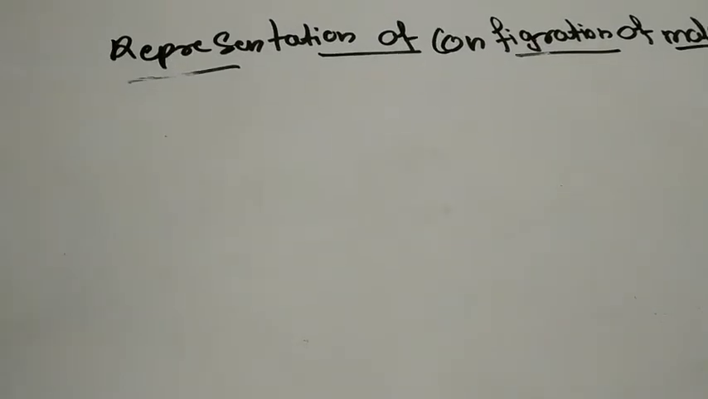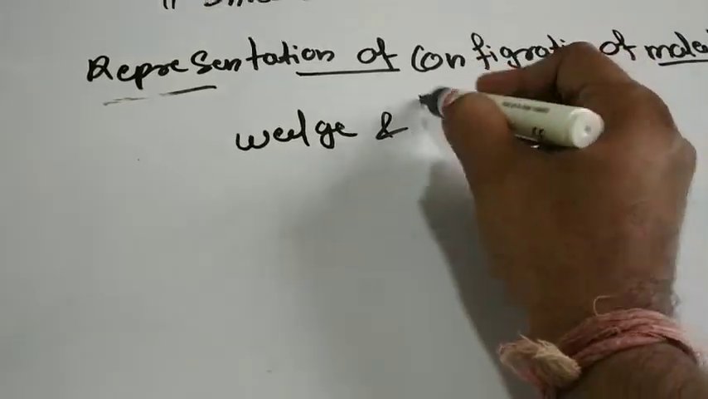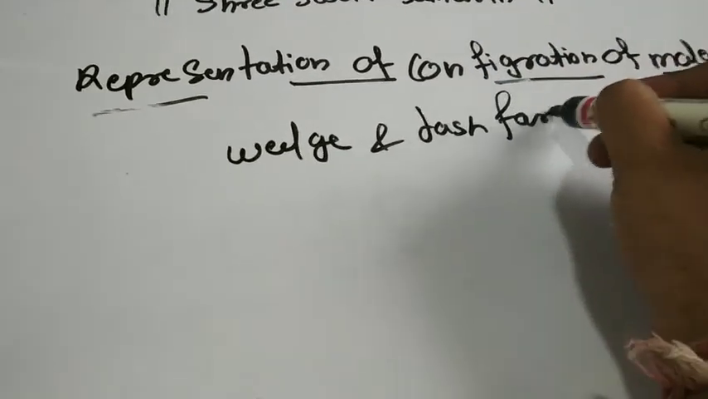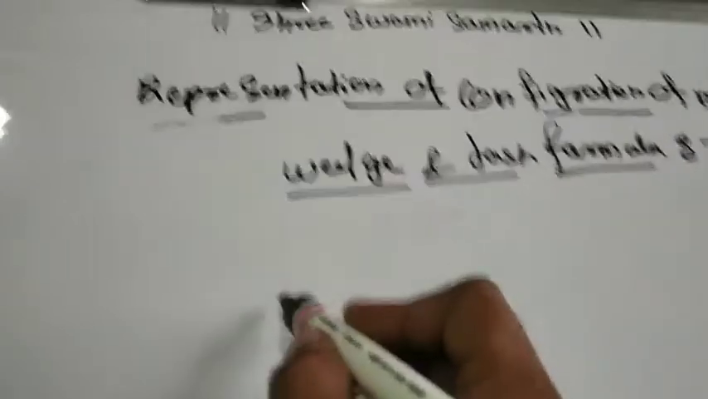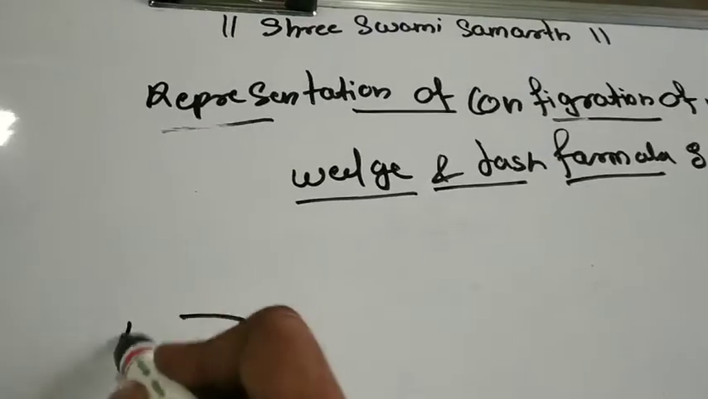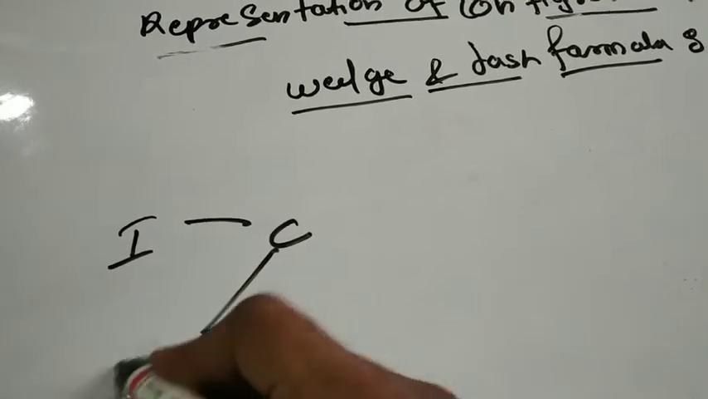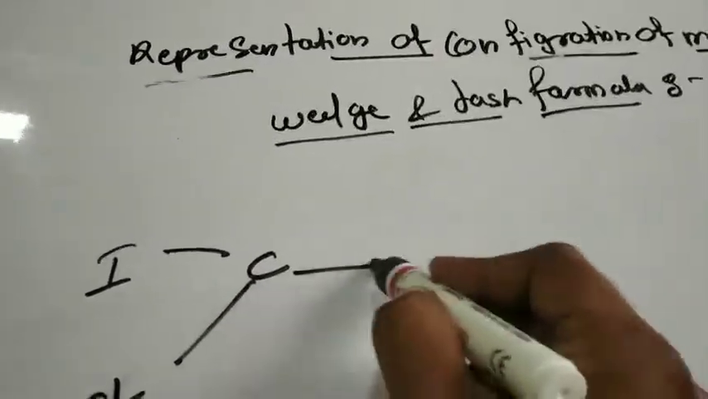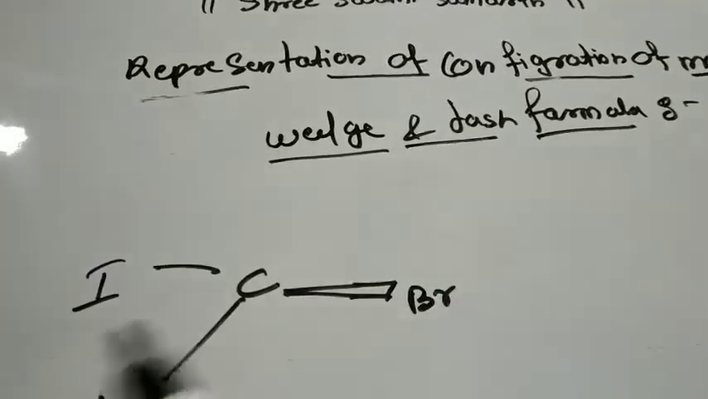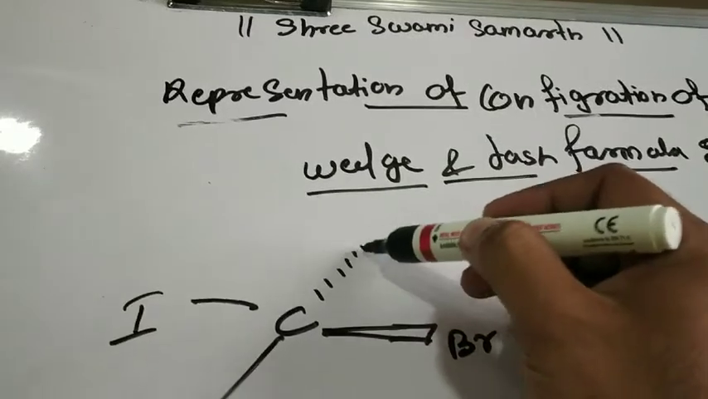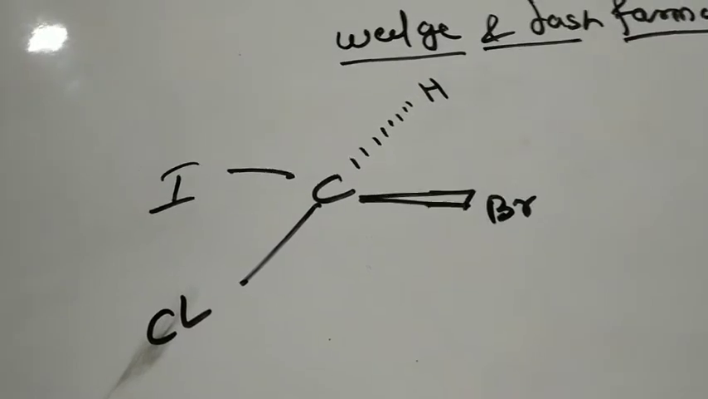Okay, now let's look at the wedge and dash formula. You can note down wedge and dash formula, right? Now in this particular formula, this is the carbon atom. I'll show you the wedge and dash formula. This is iodine, this is chlorine, this is the wedge, a bromine atom, and this is the dot or dash, you can say, right? So this is the representation of the wedge and dash formula.